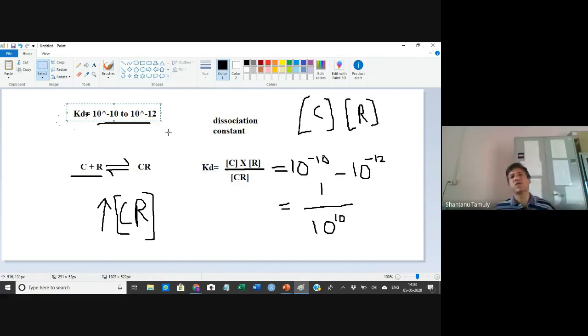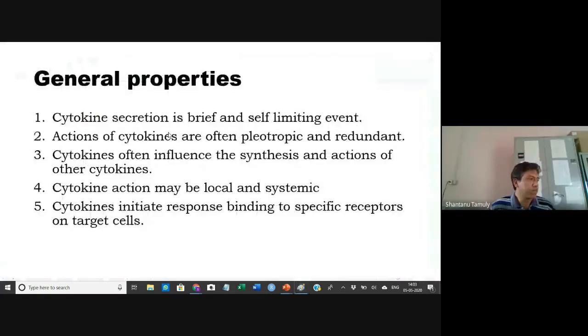If you have a very high KD value, the affinity is less. With less affinity, you will have to use more amount of compound to achieve a particular function or effect. In this case, the KD value is very low, so a small amount of cytokine is sufficient to show the desired effect. Am I clear? Yes, sir. Okay, fine. Let's go ahead.